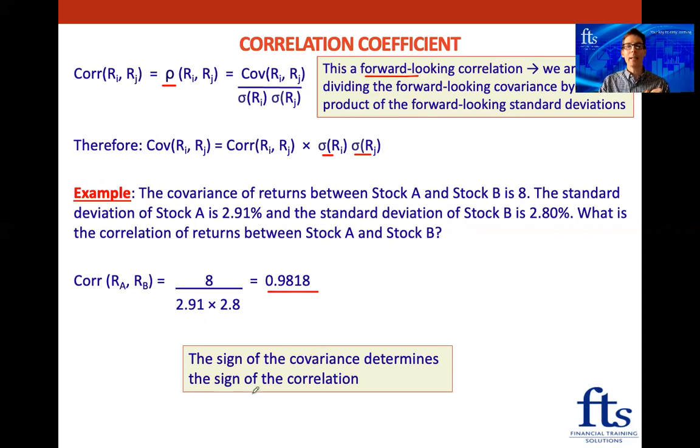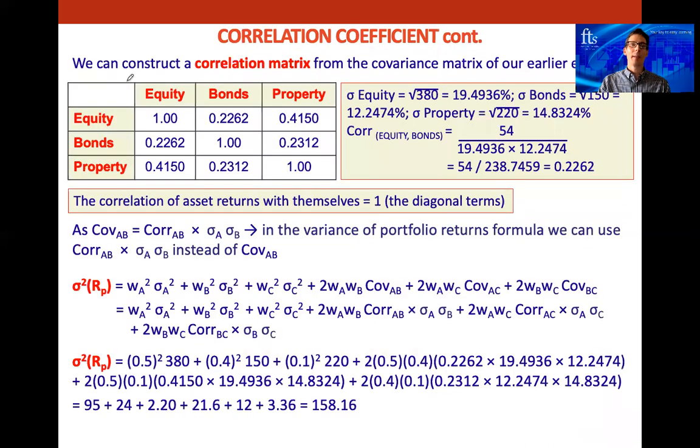And this I had in the previous class. I just copied and pasted this box again. Remember that the sign of the covariance over here determines the sign of the correlation, because the standard deviation times standard deviation will be positive. So because we're multiplying, this covariance determines the sign of our correlation. Good. Now this looks very hectic, but don't worry, it's not as bad as it looks. What we can do is now construct a correlation matrix from our covariance matrix that we had before.